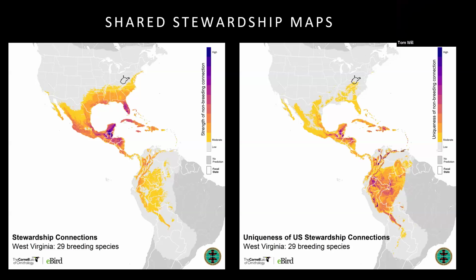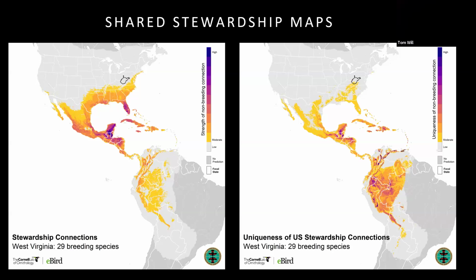So for example, I can't think of it, Alaska is maybe a better example. For shorebirds, a lot of shorebirds breed in Alaska. So instead of having all of the birds that breed in Alaska, the uniqueness map will show you all of the areas that are most important for shorebirds, because Alaska has more of a stewardship role for a lot of breeding shorebirds.